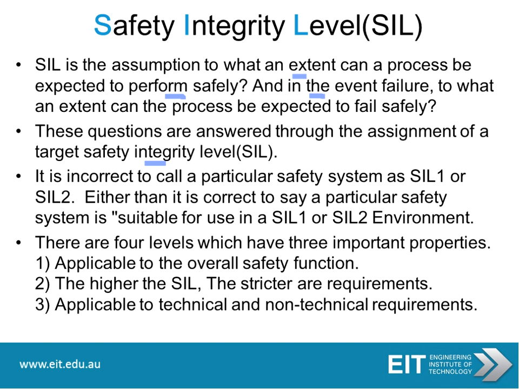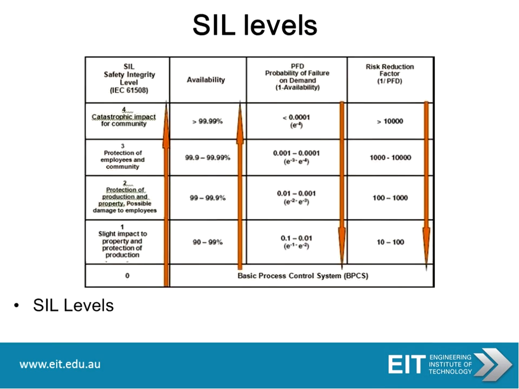Now, it is incorrect to call a particular safety system SIL1 or SIL2. Rather, it is correct to say a particular safety system is suitable for use in a SIL1 or 2 environment. And there are 4 levels which have 3 important properties. Applicability to the overall safety function. The higher the SIL, the stricter the requirements. And applicability to technical and non-technical requirements.